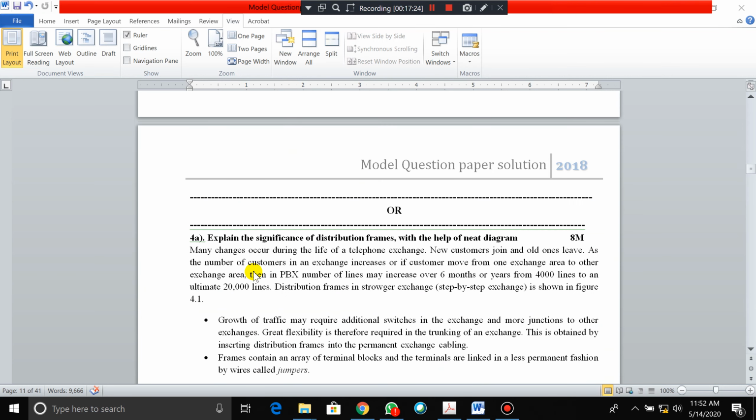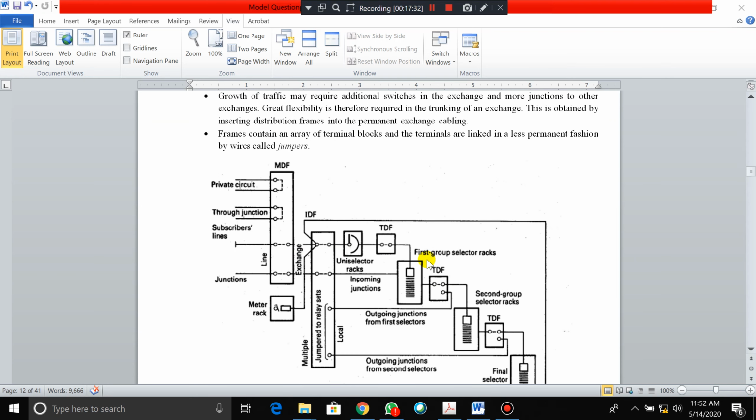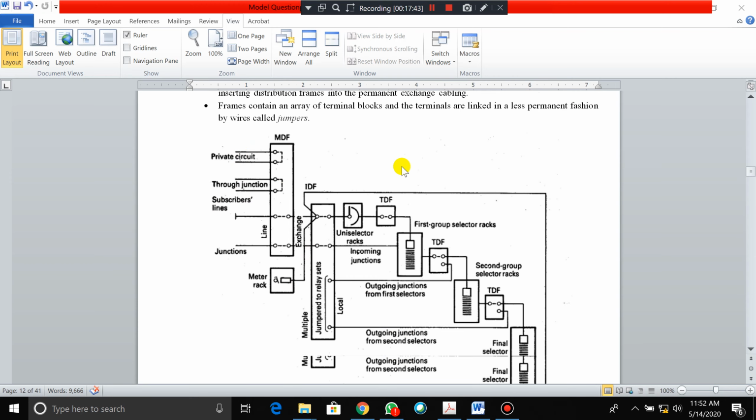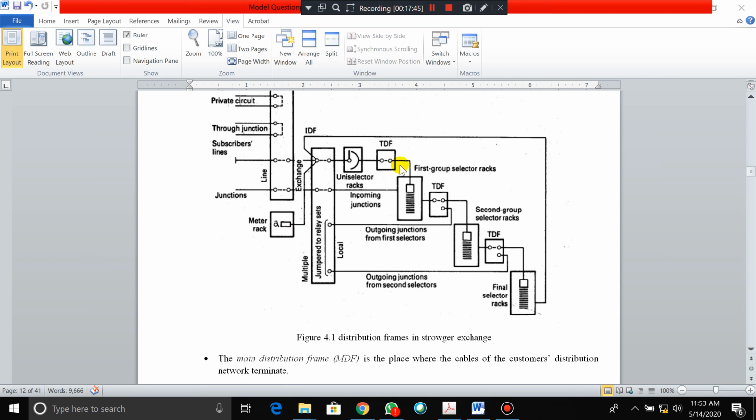Explain the significance of distribution frame with the help of a neat diagram. So this is also one of the important questions. You need to practice this diagram, which has the main distribution frame, trunk distribution frame, and intermediate frame. So this diagram you have to practice. You need to explain each block thoroughly.